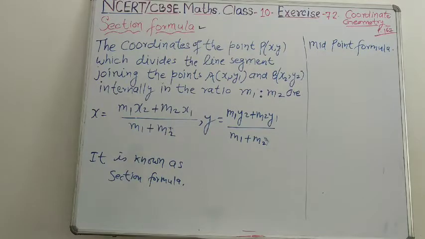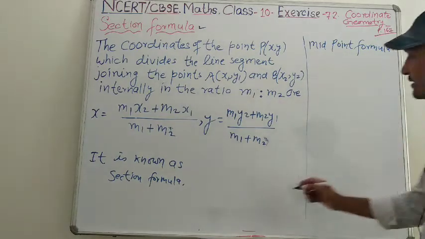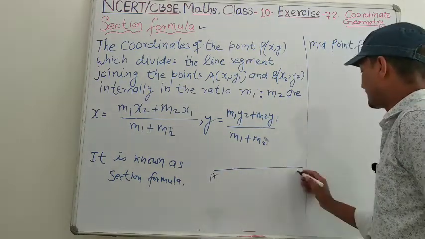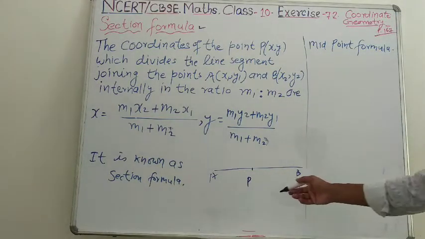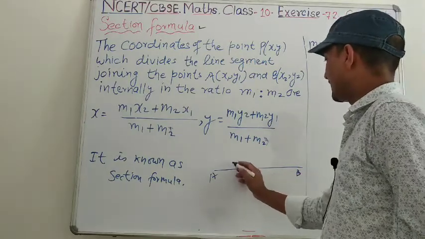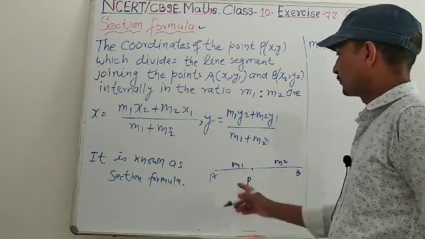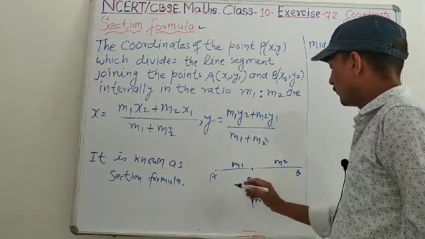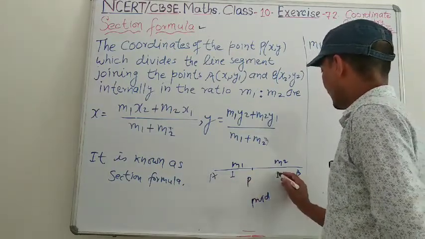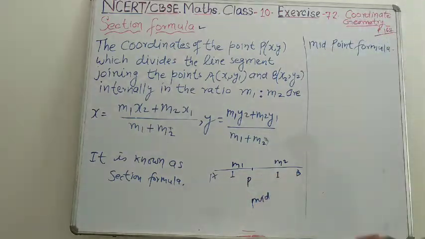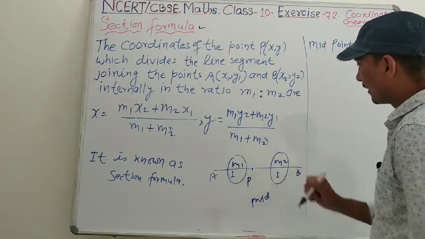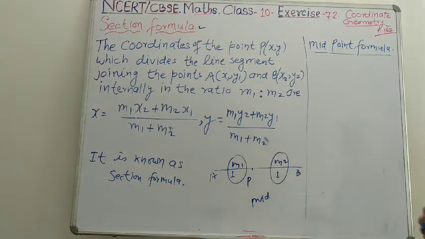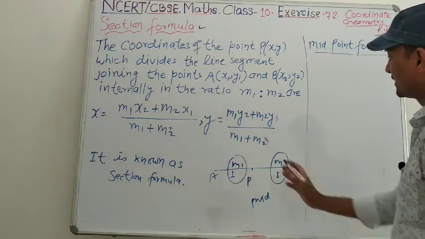And students, before starting the exercise, let's see another important formula, that is the midpoint formula. Midpoint means if we have 2 points A and B and this point P is distributing into these two parts, that is m1 and m2. So for midpoint, the ratio is 1, because P is in the middle of AB. That means in the place of m1 if we put 1 and in the place of m2 if we put 1, we can get the midpoint formula. Mid means in the middle. Ratio becomes 1:1 because it is middle.